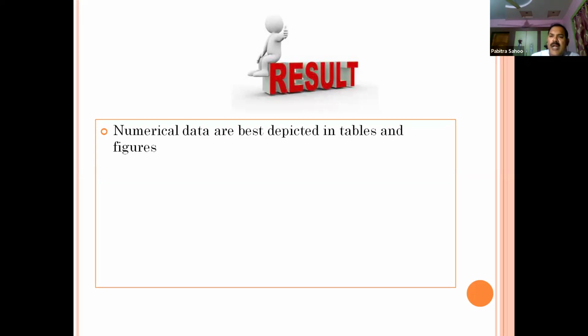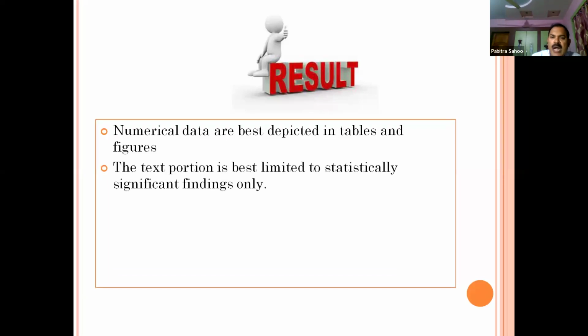Okay, so try to put your data in tables. The numerical data are best depicted in tables and figures. The text portion is best limited to statistically significant findings. You don't have to explain everything. Only the significant data can be mentioned just below the table in words.